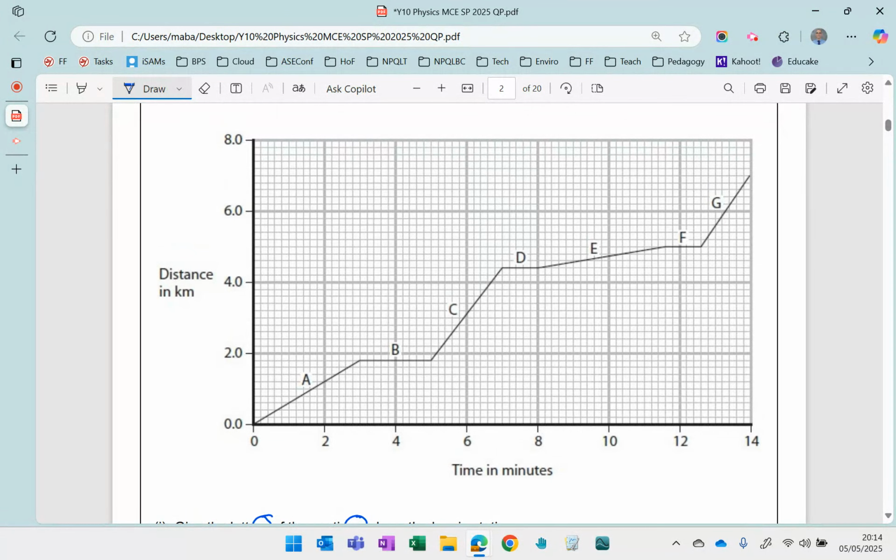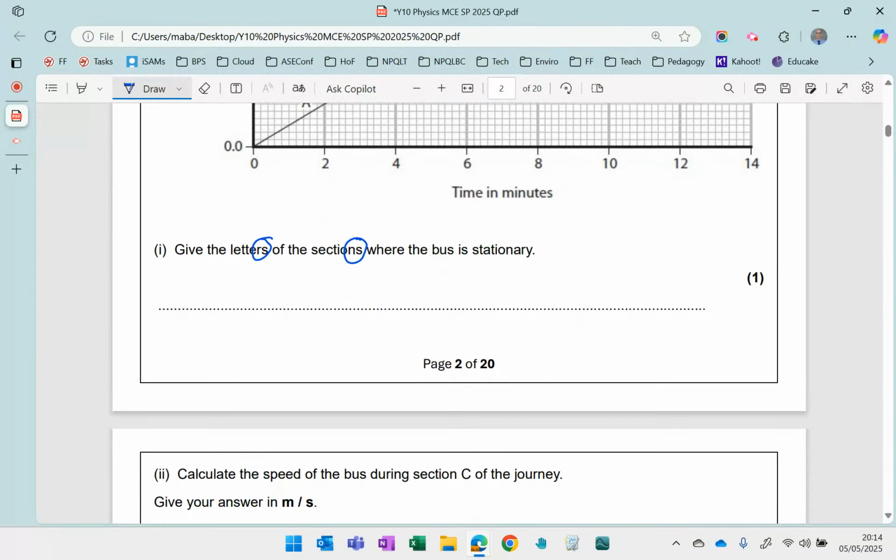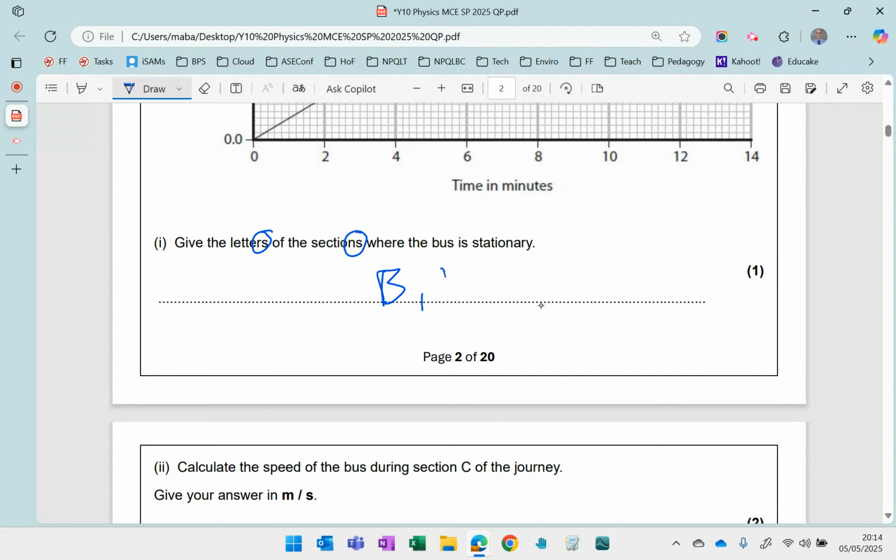If we look at the graph, any time on a distance time graph that the line is horizontal, then that means that the object's stationary. And that happens in 3 sections of the graph: B, D and F. So that's our answer: B, D, F.